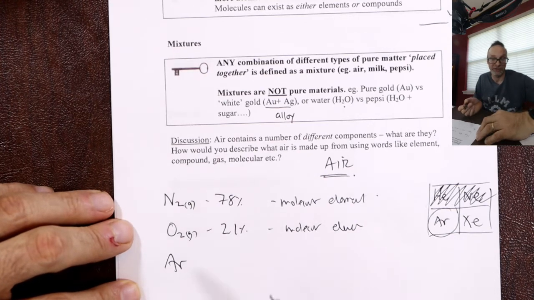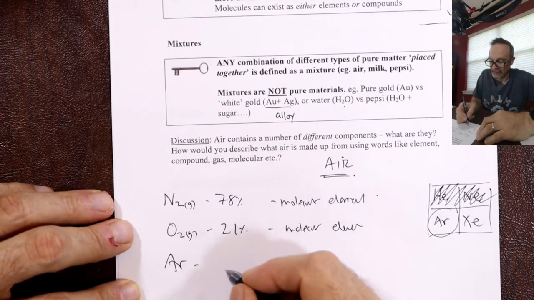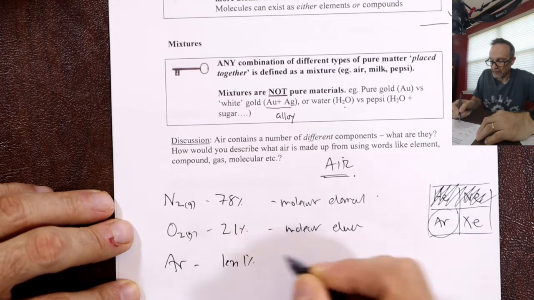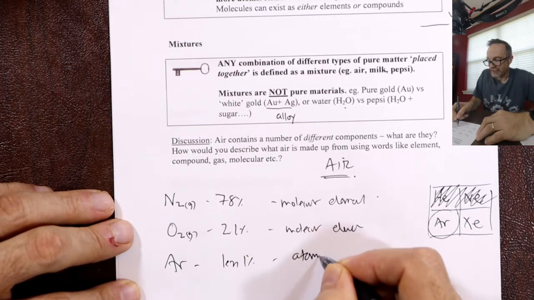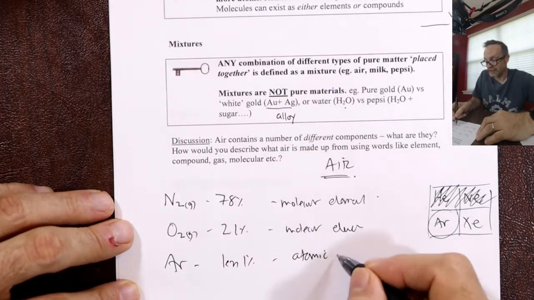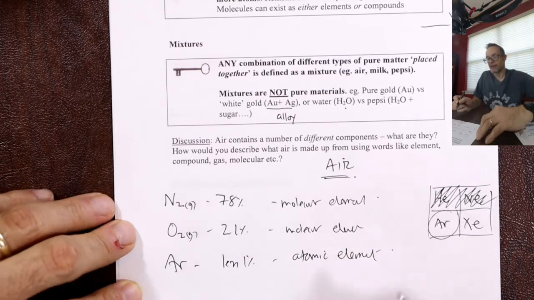So argon, which is interesting because the noble gases, we'll talk about them more later, exist as atoms in nature. Okay, so that's like an atomic, less than 1%. Atomic, now is that an element or a compound? It's one type of atom, element. Okay, extra credit.